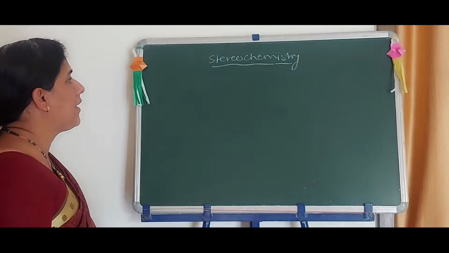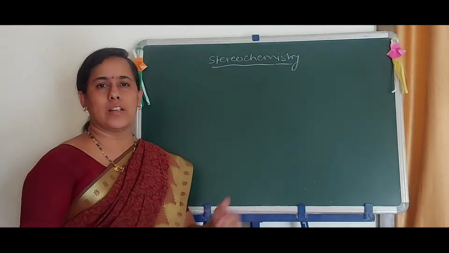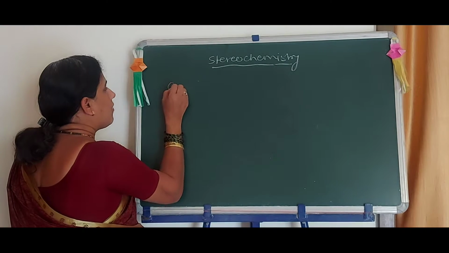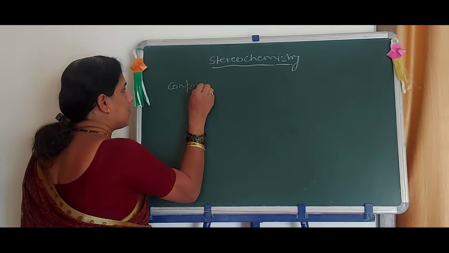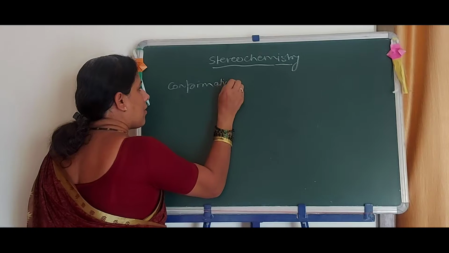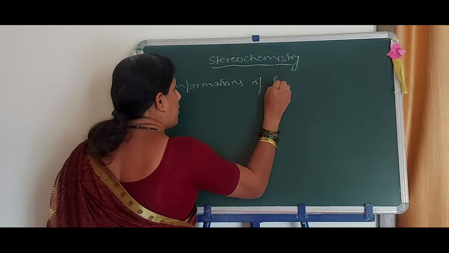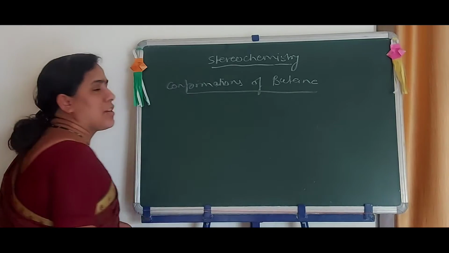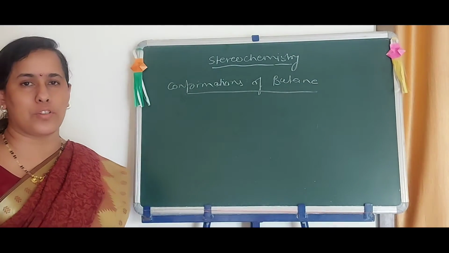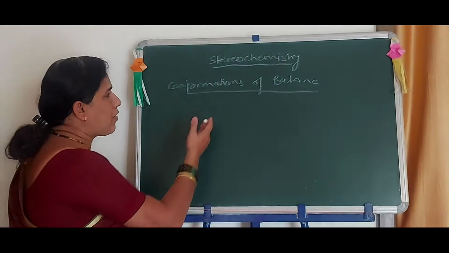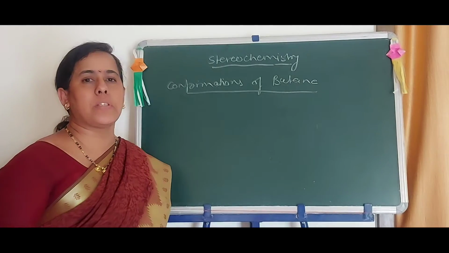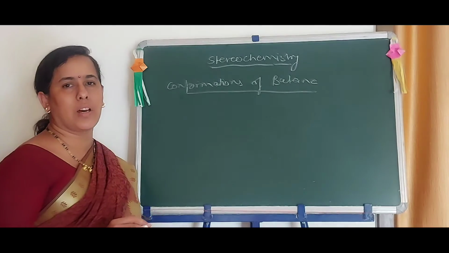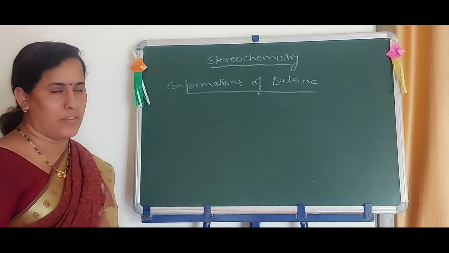Going to take the next lecture on the topic stereochemistry. In today's lecture, we are going to concern the conformations of butane. In the last lecture, we have studied about the conformations of ethane. Here we can draw with the help of Sawhorse and Newman projection formulae how the conformations of butane occur, along with a dotted wedge formula.